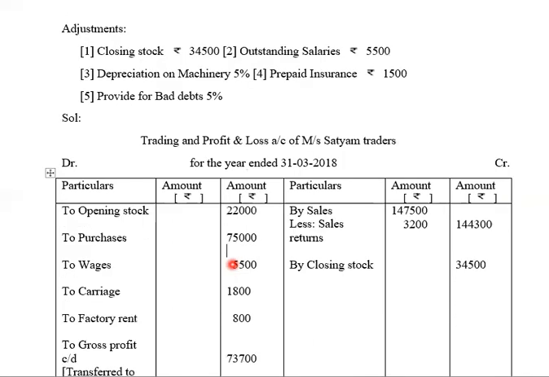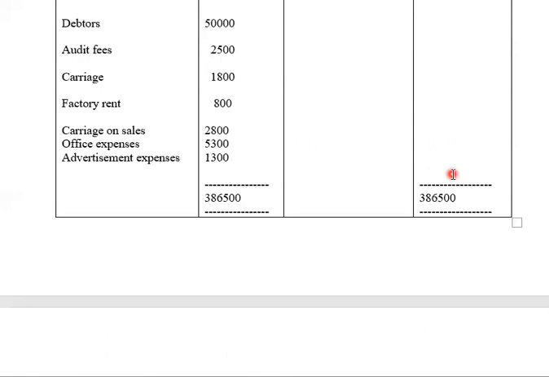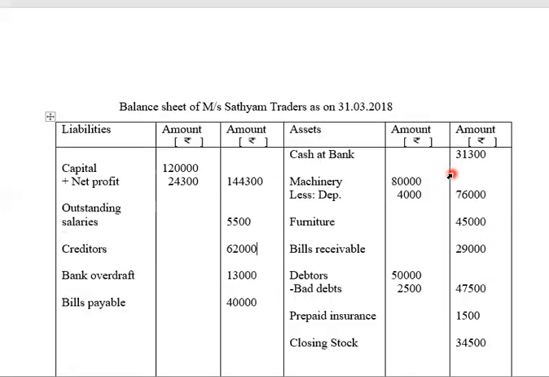Next, after capital we have sales 1,47,500, which we have recorded on the credit side of trading account. Next we have creditors 62,000. Creditors का मतलब क्या, हम जिन लोगों को पैसे बाकी है, so it is a liability to the organization. It will be shown on the liability side of the balance sheet as creditors 62,000.